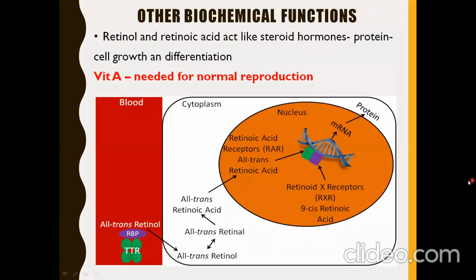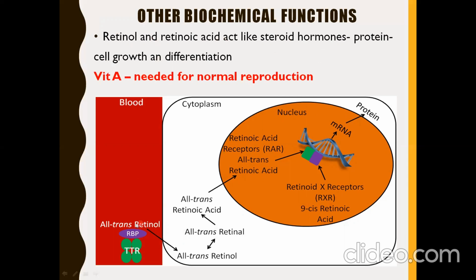Till now, we have seen the biochemical function of vitamin A in the visual cycle. So let's see the other biochemical functions of vitamin A. They are needed for normal reproduction, and retinol in the retinol form is essential for normal reproduction. Retinol and retinoic acid act like a steroid hormone, and retinoic acid is responsible for cell growth and differentiation.